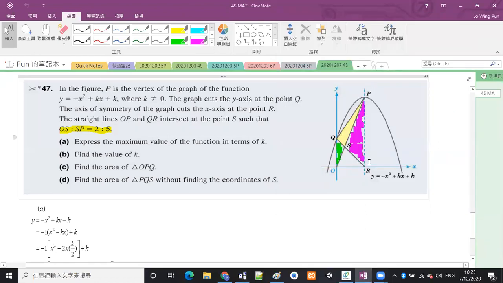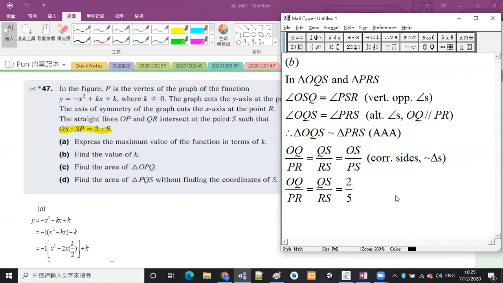Okay, so then OQ and PR should also be in the ratio 2 to 5, right? Okay, I just want this OQ over PR is equal to 2 over 5. But what is OQ?